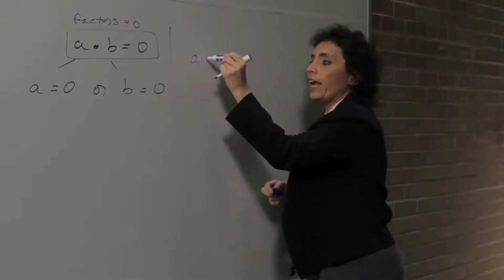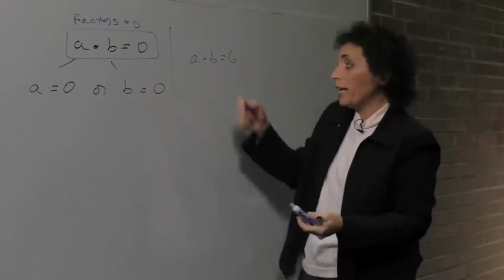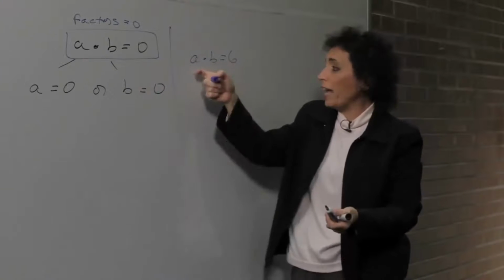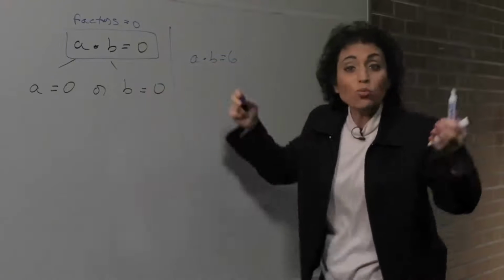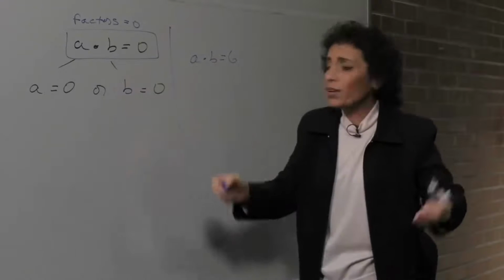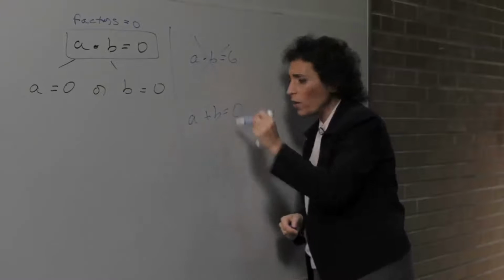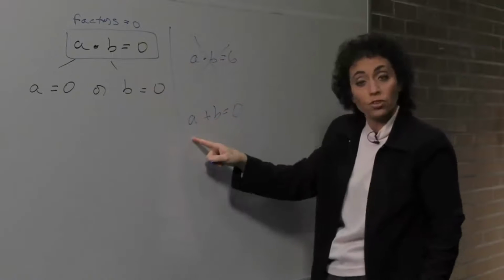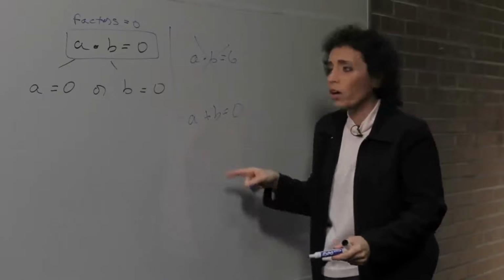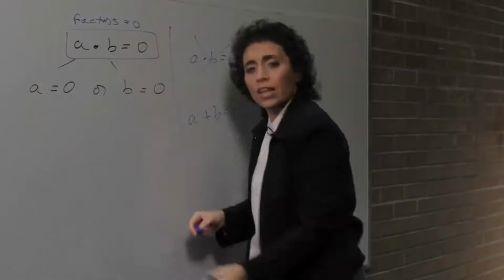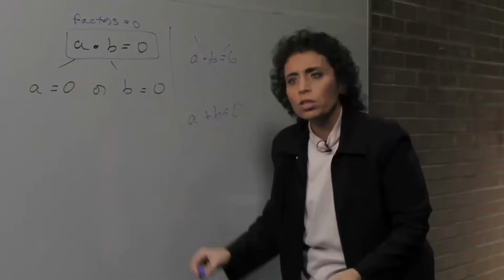For instance, if A times B equals 6, we don't know anything about A or B. Maybe A is 6, maybe B is 1. Maybe A is 2, maybe B is 3. Maybe A is negative 2, maybe B is negative 3. Maybe A is 1/2, maybe B is 12. Get my drift? Okay, so we know nothing. And if A plus B is 0, we don't really know anything there either. We know they're opposites because the sum of opposites is 0, but I don't know for sure what either of these is. So it's only when we have this property that I know that at least one of my factors is 0. That's extremely, extremely important.